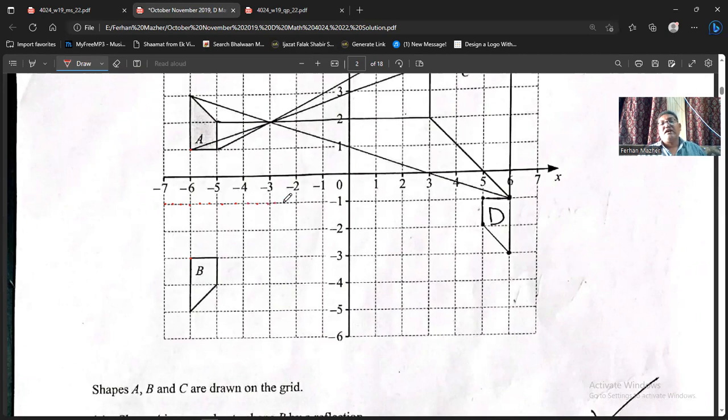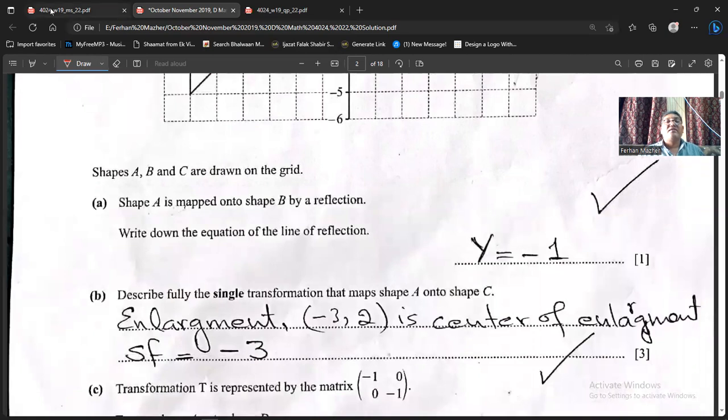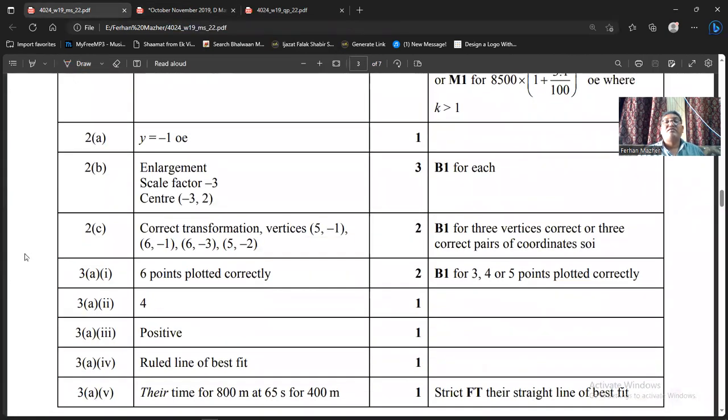Because it's a horizontal line, its equation will be y equals -1. So that is the line of reflection. So here my answer: y equals -1. Y equals -1 is the right answer.